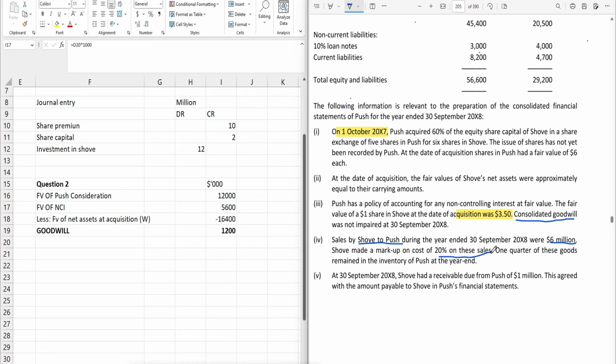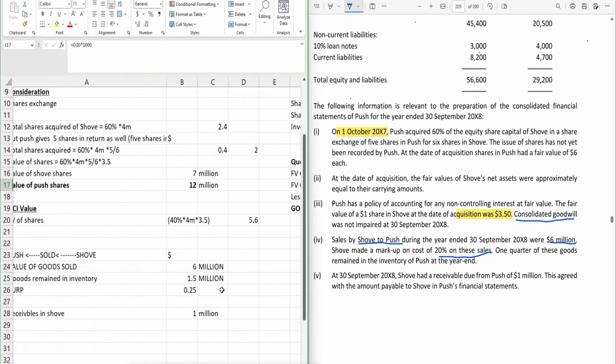See, there is a difference between markup and margin. Markup is basically on the cost, where the cost will be 100%, and if we add the markup of 20%, it will be 120. But margin is on the sale, that means the sales value will be 100, and adding the margin of 20% makes the sales value 120. Okay, so 1/4 of these goods remain in the inventory of Push at the year end. Means all goods have not been sold outside the organization. There is still 1/4 of these goods remaining in the inventory. So that means there will be an adjustment for the PUP as well.